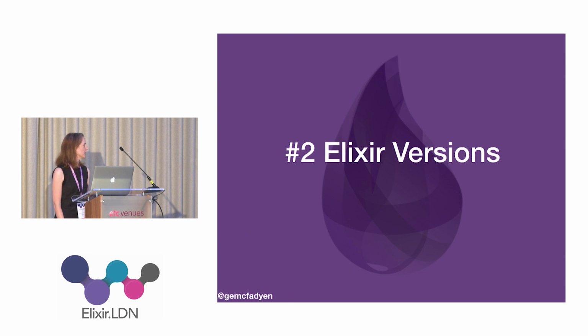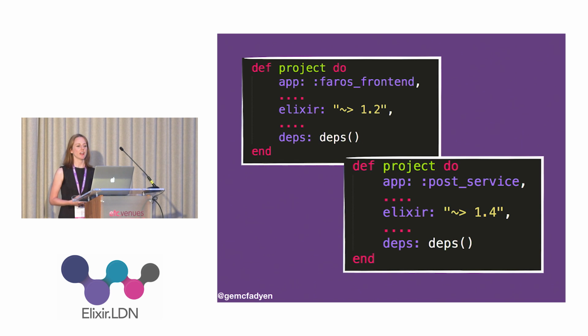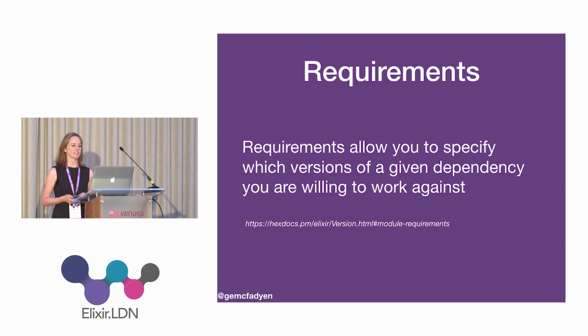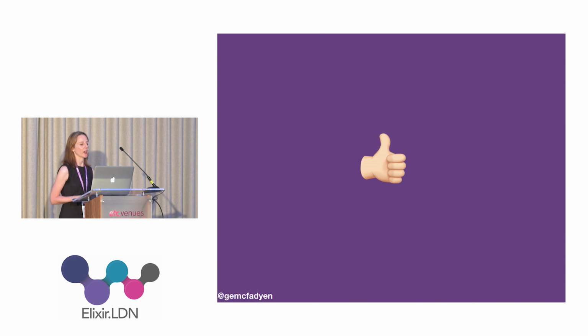The next lesson was around Elixir versions. In your umbrella, you can define a different version of Elixir per sub-project if you want. Now, when you define a version of a dependency, you're actually stating a requirement, saying this is the version that I'm willing to work against in this project. Under the hood, Elixir will call a function called version, which will check that your requirement can actually be satisfied. So most of the time, this works fine.